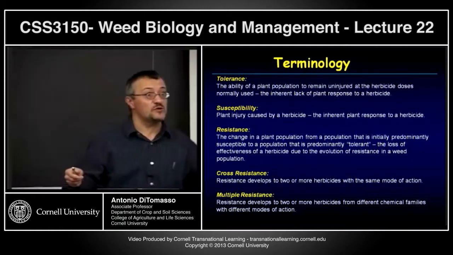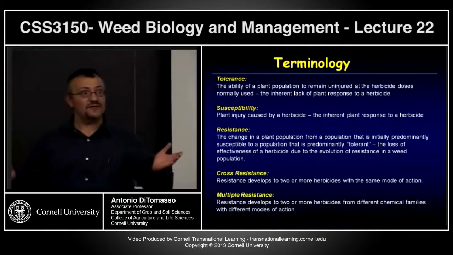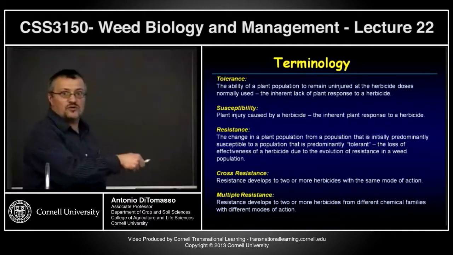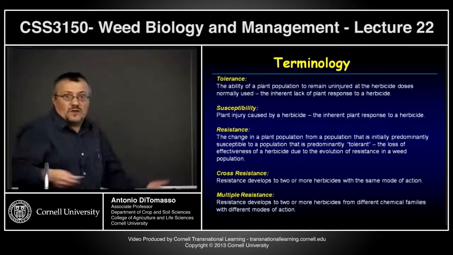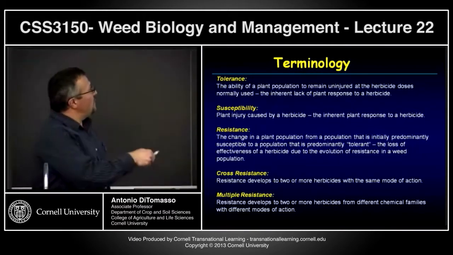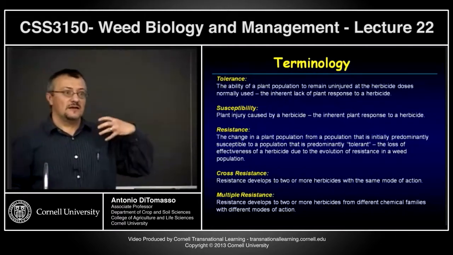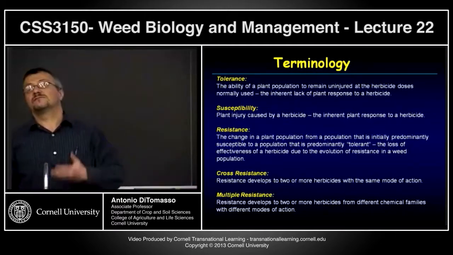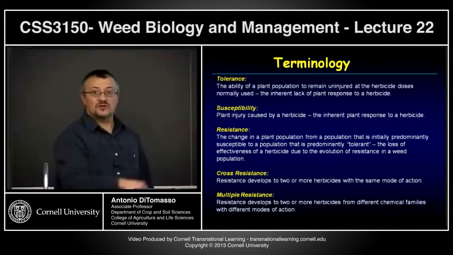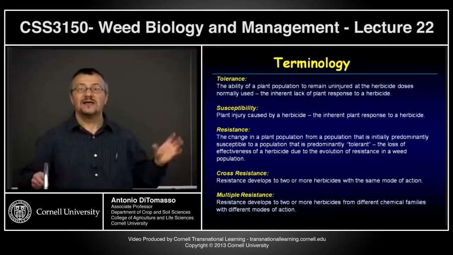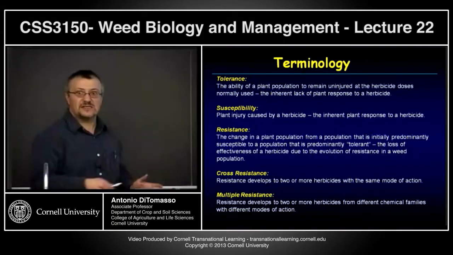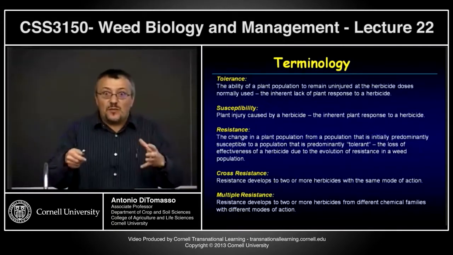A good example is lambsquarters. For many years, when atrazine was initially used, lambsquarters were often susceptible. They were getting killed all the time. Then all of a sudden, through selection and the overuse of atrazine, we had a population that was initially susceptible become tolerant. And I'll show you how you become tolerant. It's at a population level. What we will call a resistant biotype. But it's at a population level.